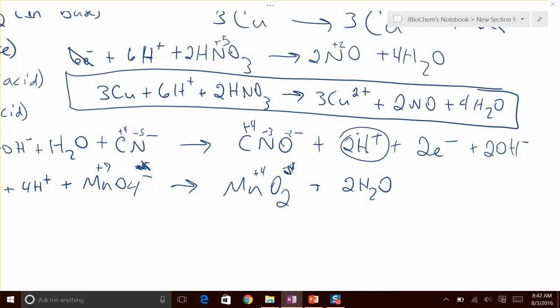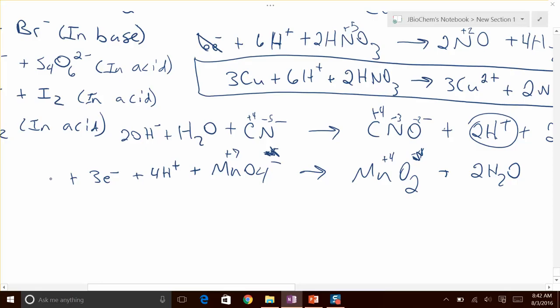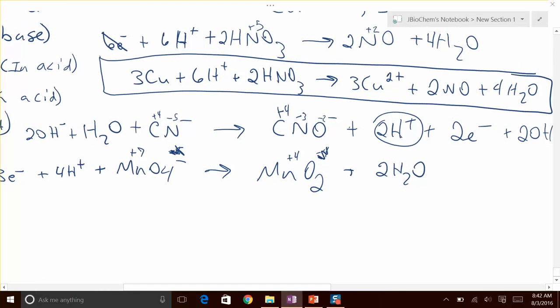Do you guys see what I did there? Because I have two H pluses, so I add two OH minuses here, which is the same number as the H pluses, but I have to do it to both sides. And then on the bottom one, I would do the same thing, except this time it would be four OH minuses here, plus four OH minuses here.